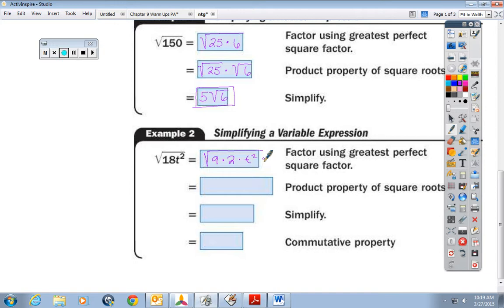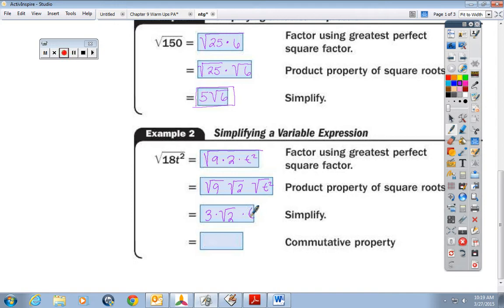Now, I'm going to rewrite this, and I'm going to give each term its own radical sign. So I'm going to give the square root of 9 a radical sign, the square root of 2 a radical sign, and the square root of t squared a radical sign. Now, can I simplify the square root of 9? Yes. What is it? 3. So now I have 3 times the square root of 2. Now look at the square root of t squared. What's the square root of t squared going to be? Just t. So times t.